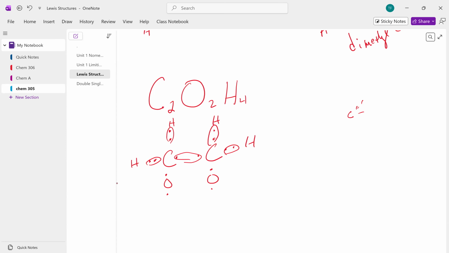Wait, doesn't oxygen have 6? It leaves one singleton on it. No, but it's got 2 singletons. 1, 2, 3 pairs and 2 singletons. Can't we connect the oxygens? Yeah. So we can't connect them the way everything is sitting now, right?